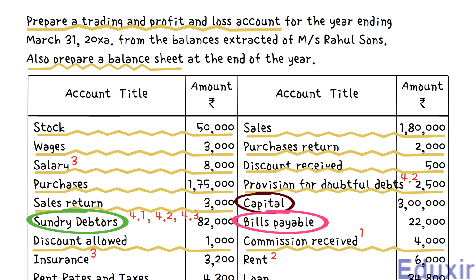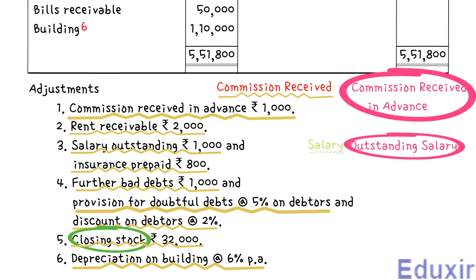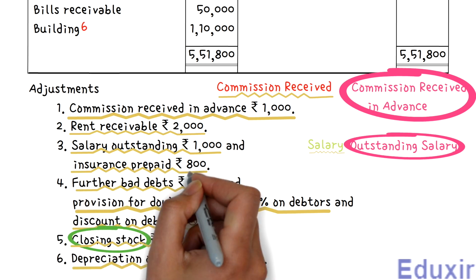The next entry that we should deal with in the trial balance is related to the insurance that has a balance of 3,200 rupees. As we have already marked, this insurance has an adjustment to be made. Let us now see what the adjustment is. The adjustment entry is given as insurance prepaid is 800 rupees.